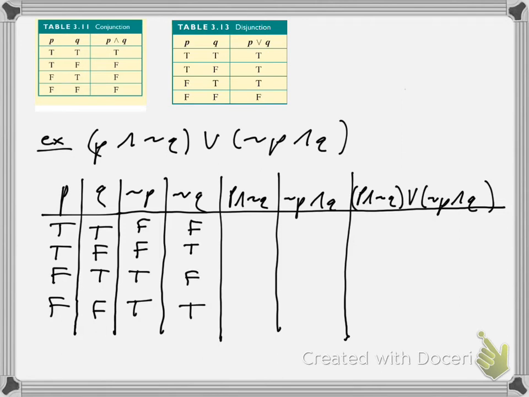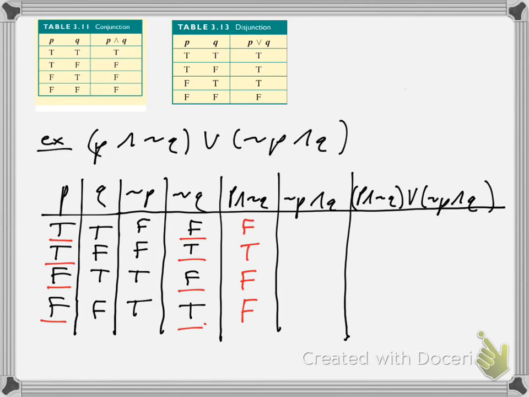Okay, now P and not Q. I'm going to underline it: P and not Q would be comparing this column with this column. Remember, with and, the only time an and statement is true is if both statements are true. So let's take a look here. The first one is T and F, so that one's false because they're not both true. True and true is true. False and false is false. False and true is false, because they both have to be true in order for an and to work.